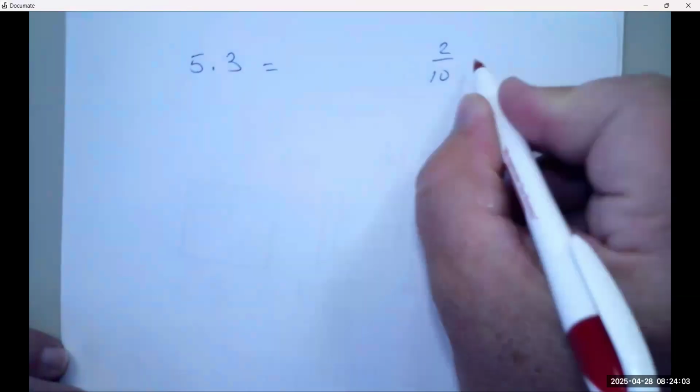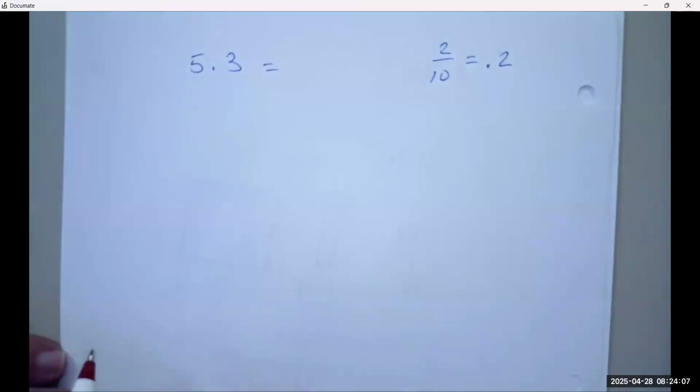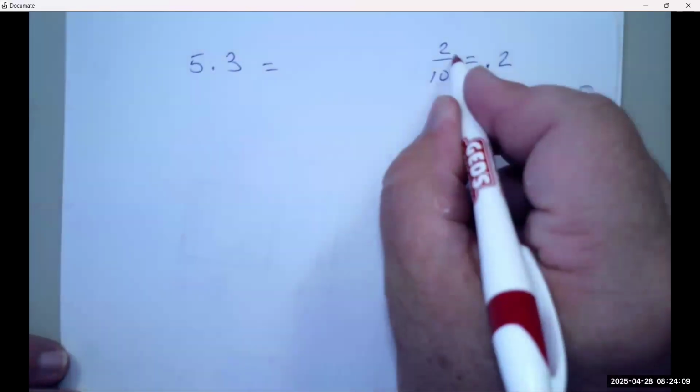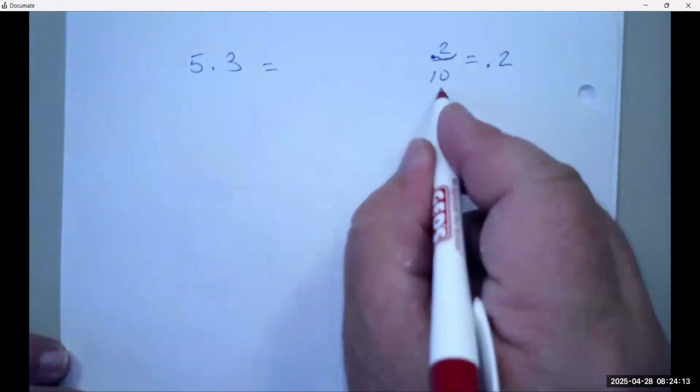Well, we refer back to what we just did. 2 over 10 is 0.2. So every time we move the decimal, we have a number to the left. That's how many zeros on the bottom.